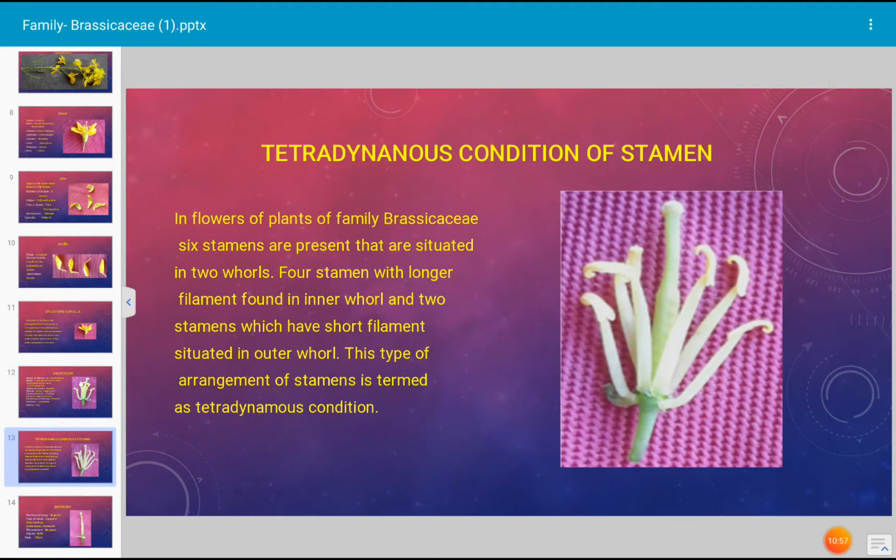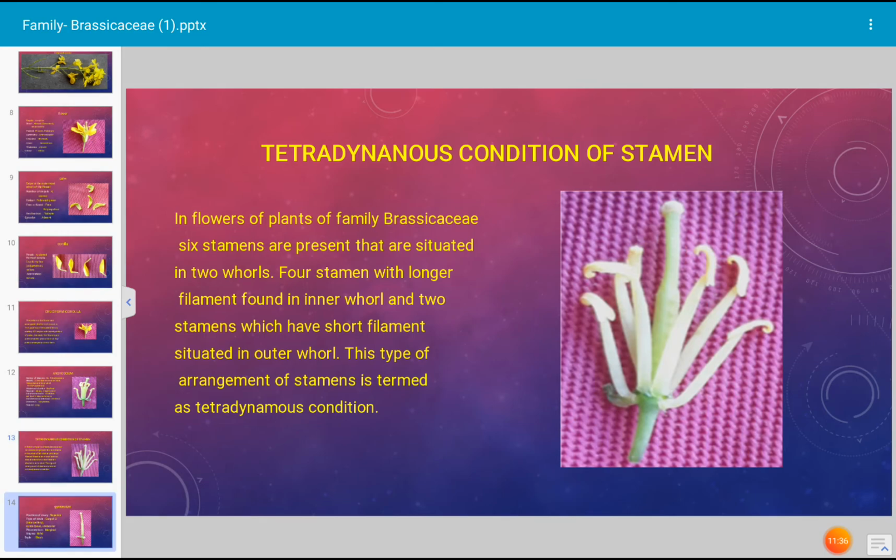This is the tetradynamous condition of stamens which occurs in the Brassicaceae family. And this is the photograph of mustard. In flowers of plants of family Brassicaceae, 6 stamens are present, situated in 2 whorls. 4 stamens with longer filaments are found in the inner whorl, and 2 stamens with short filaments are situated in the outer whorl. This type of arrangement is described as tetradynamous condition in taxonomy.